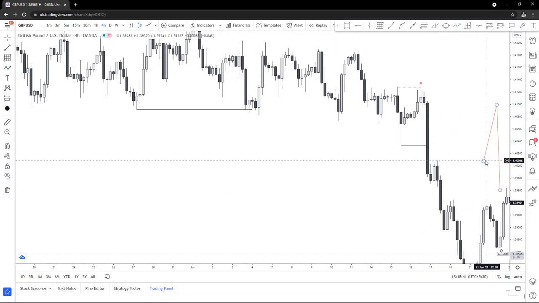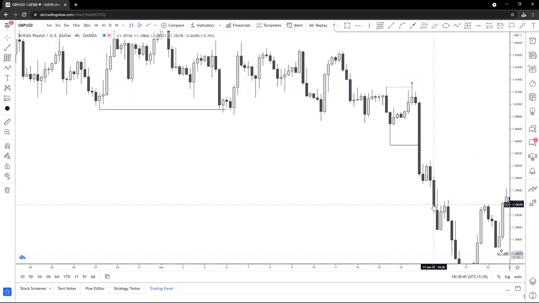Like the thing I told you now, the pip difference. This thing is very important. No one tells you that. And the climax reversals and stuff. Once the climax reversal happens, you can barely see a return back to the origin because there is no inducement.